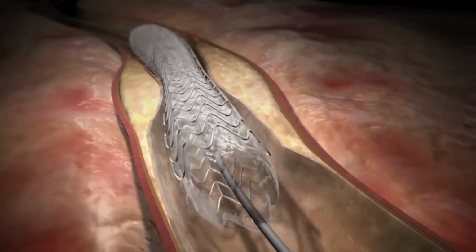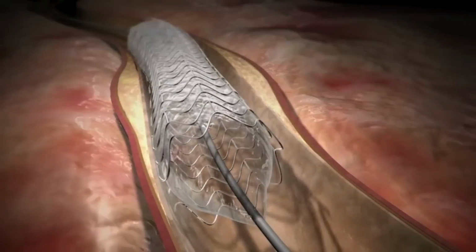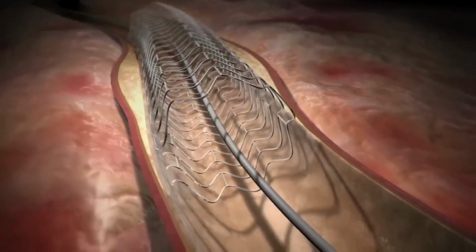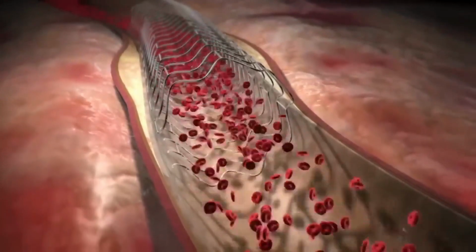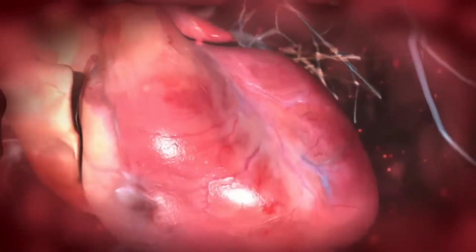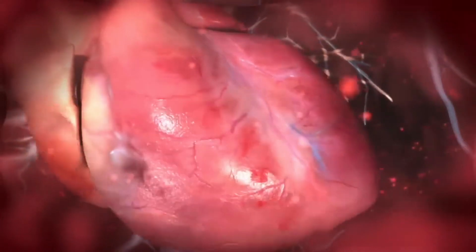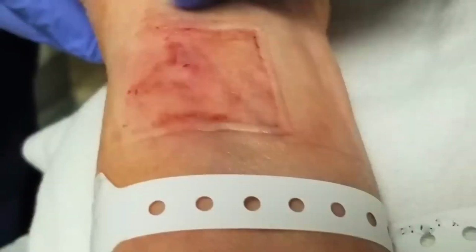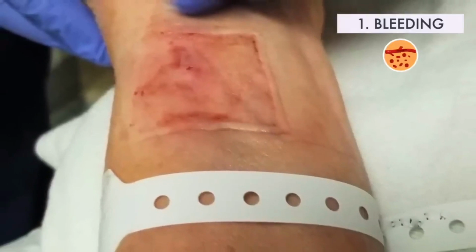When the blockage is found, a small balloon with a stent will be inflated at the site of the blockage, widening the blocked artery. It may be inflated several times to push the plaque against the artery walls and open the artery enough. When the balloon is inflated, the blood flowing through the artery is stopped for a short time. The patient feels chest pain. The stent keeps the artery open.